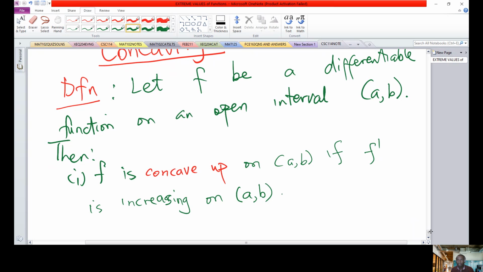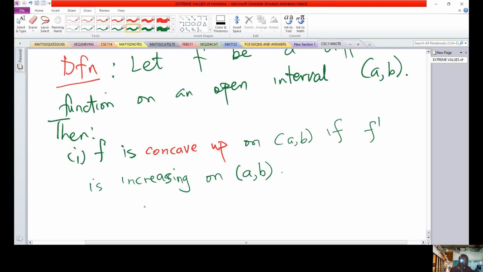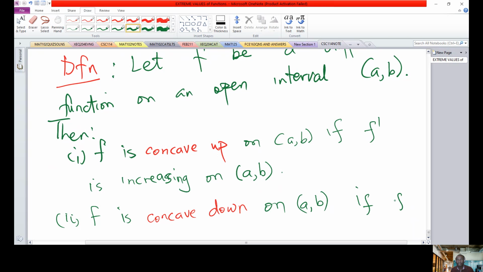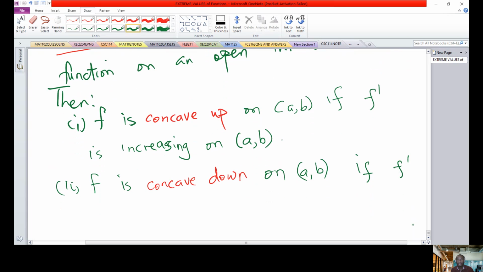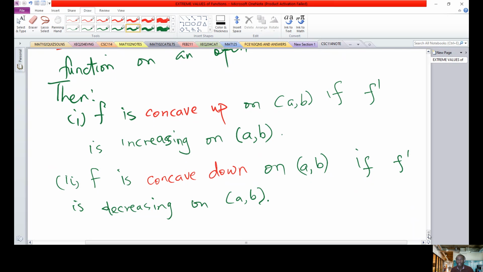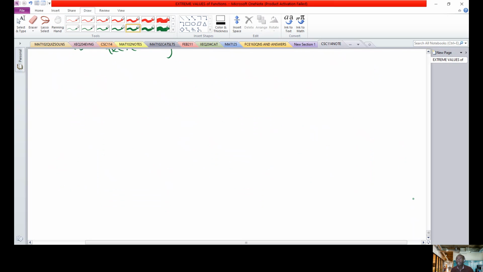And then two, f is concave down on this open interval AB if f prime is decreasing on AB. So we are going to draw sketches to represent these two aspects.